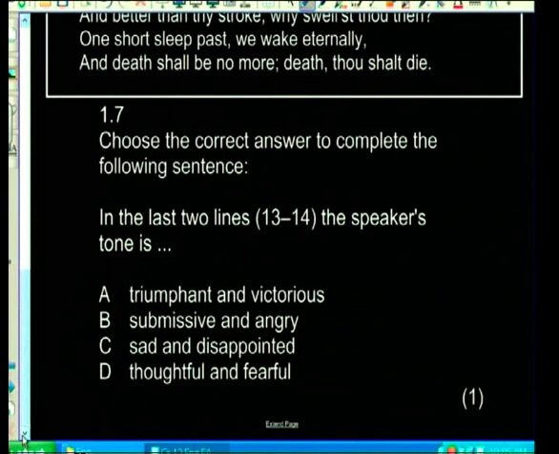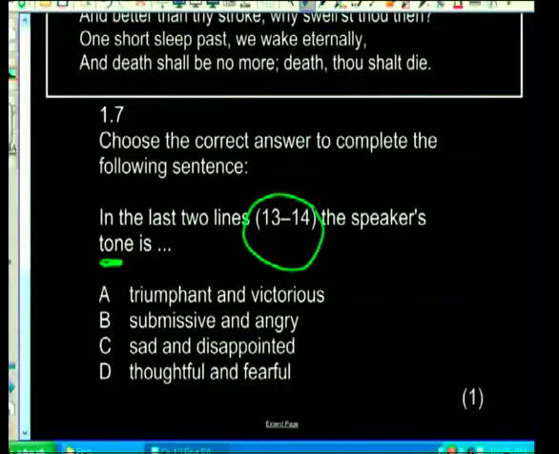Choose the correct answer to complete the following sentence. In the last 2 lines, 13 to 14, the speaker's tone is. Tone. You've got to know what tone is. Always remember that tone equals attitude. So your tone or your attitude can be angry or bitter or happy or sad, or here triumphant. You feel like you've achieved something, or victorious, you've achieved a victory. Submissive, powerless, not dominant, angry, sad, disappointed, thoughtful, fearful.